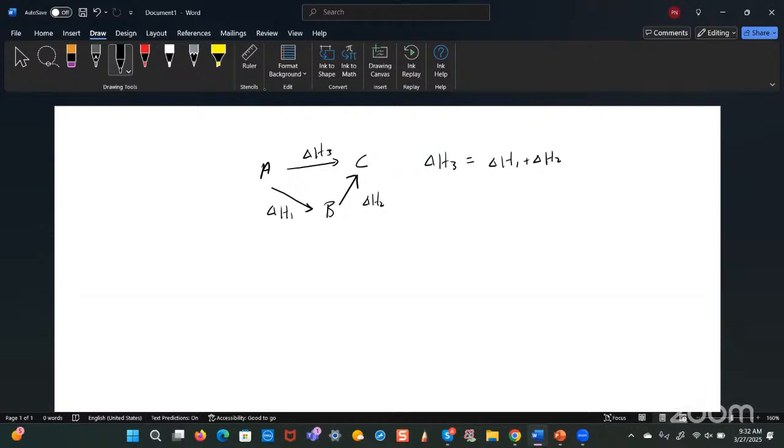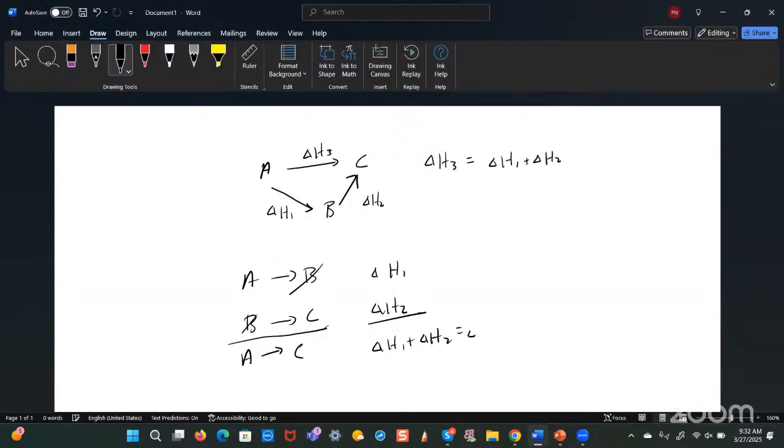Another way I showed you how this works is that if you write down A going to B, and delta H1 is the enthalpy change for that reaction, and then B going to C, and delta H2 is the enthalpy change for that reaction, then when you add these two, the B's will cancel out. So going from A to C would be delta H1 plus delta H2, which again would be equal to delta H3.